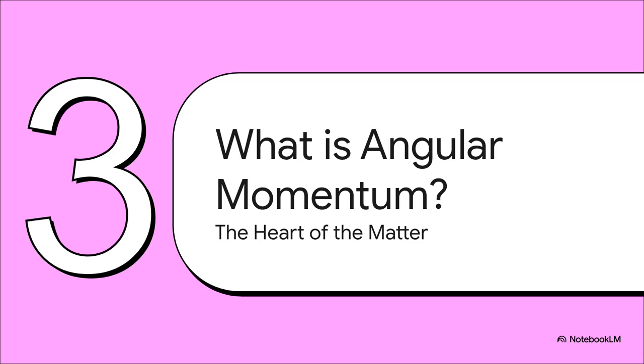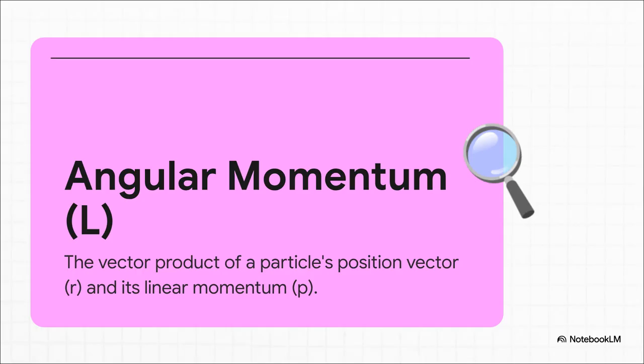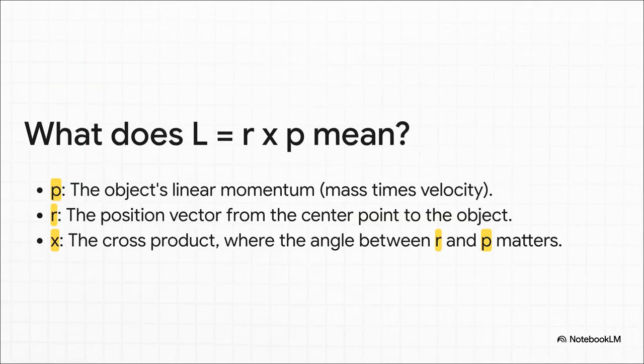So, what is angular momentum? All right, here's the official physics definition. Angular momentum, we call it L, equals R cross P. Now I know, it looks like a scary equation, but don't let the letters fool you. It's actually pretty simple once you see what R, P, and that little X really stand for. So, let's break it down.